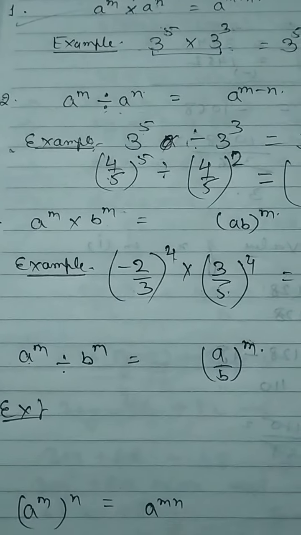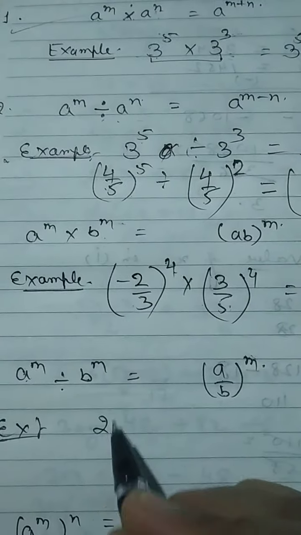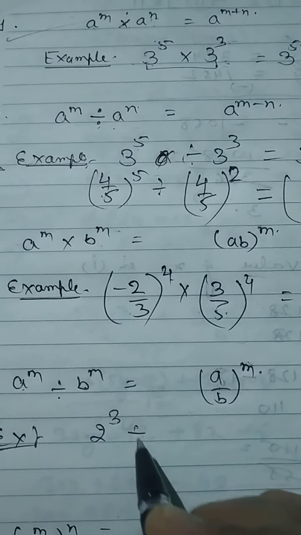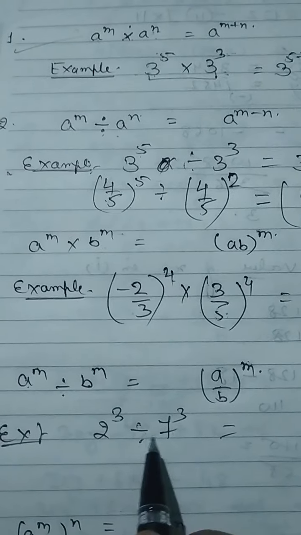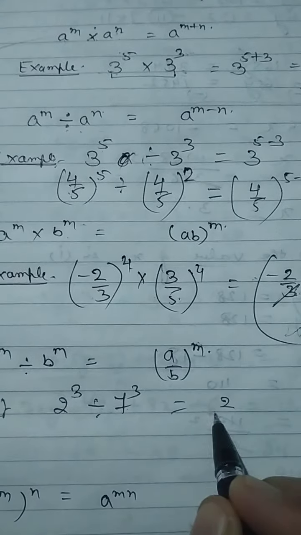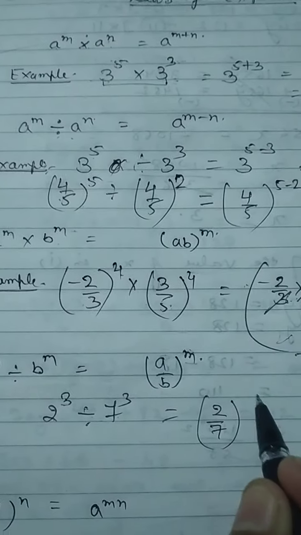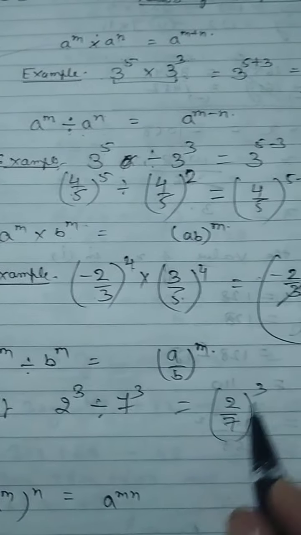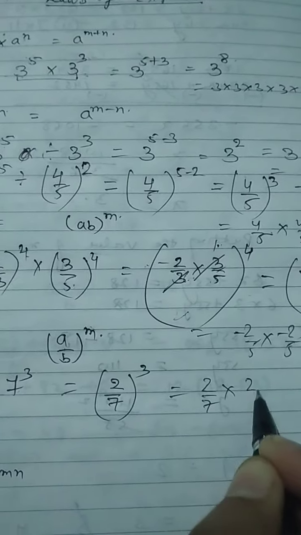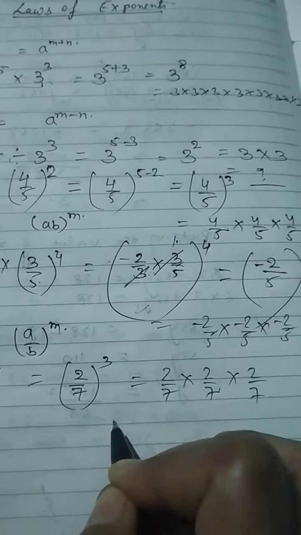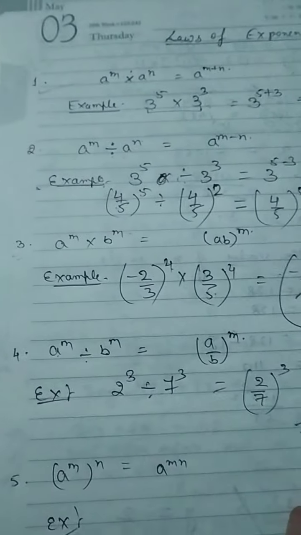For example, suppose 2 to the power 3 divided by 7 to the power 3. Okay, both the bases are different, the power is the same. So what will we do? We will divide 2 by 7 to the power 3 and write one base. Now its answer will be 2 by 7 into 2 by 7 into 2 by 7. Multiply and find out the answer.